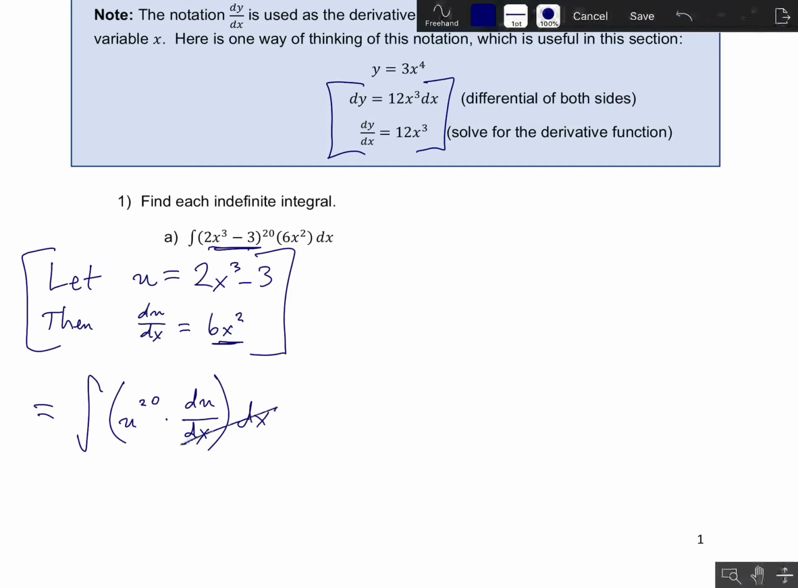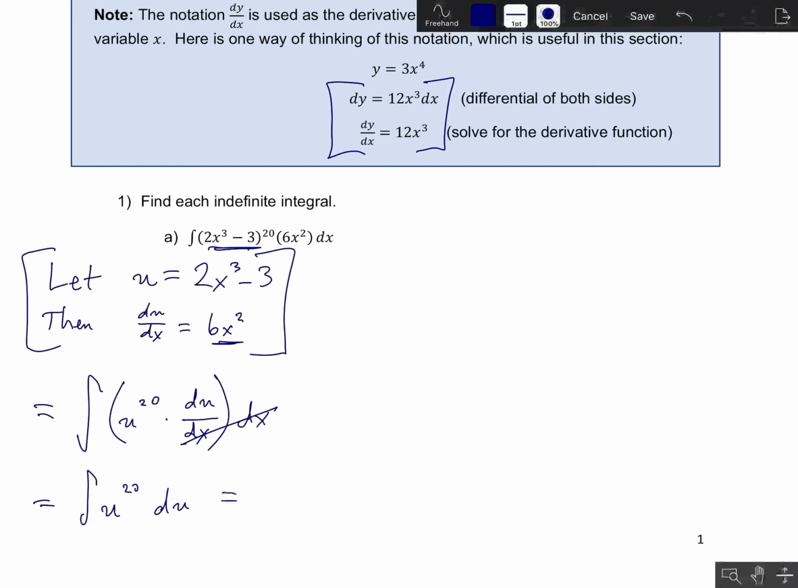But again, like I did above, you can think of these dx terms as canceling, and then this would just become the integral of u to the 20th du. And now this is just the integral with respect to u of u to the 20th power. And for this, you can use the rules that we talked about last week.